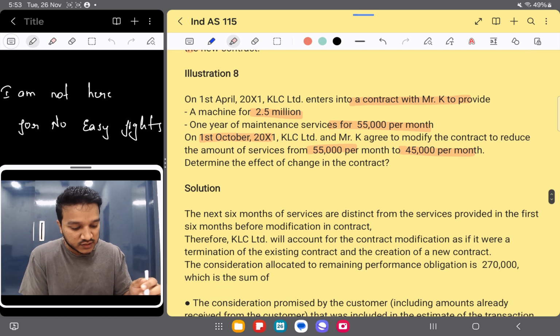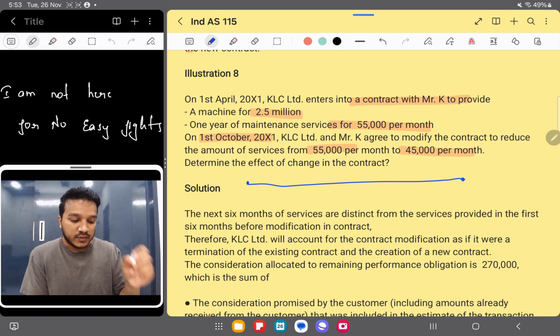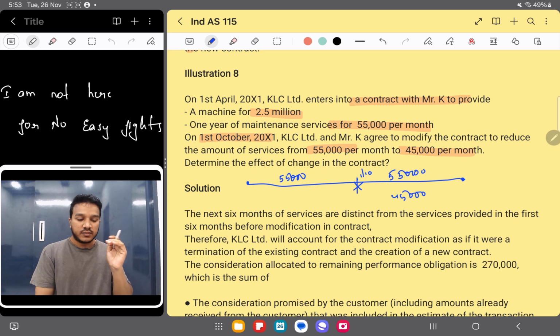Now, in case of modification, I'll draw a timeline here. This is for a period of 12 months. First, 55,000 was the contract. 1st October means the 6th month. So this is 1st October. Here there is a modification. They are saying it is no more 55,000, it is 45,000 from now on. There is a reduction in price.